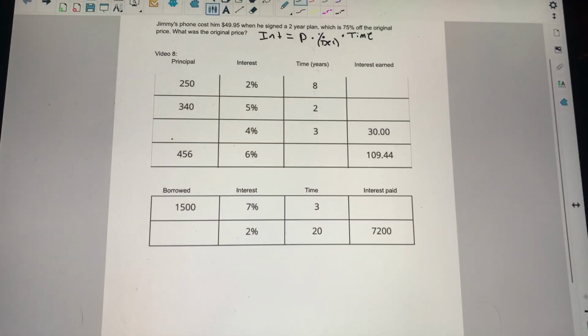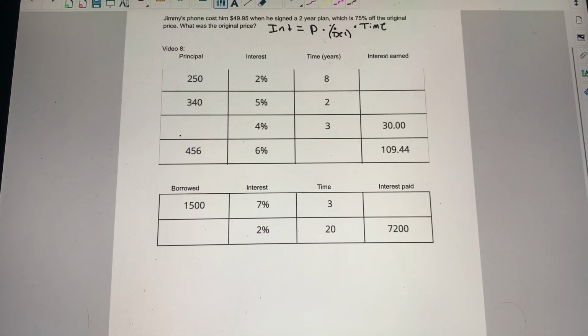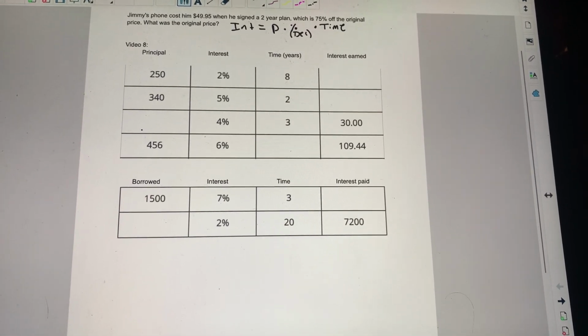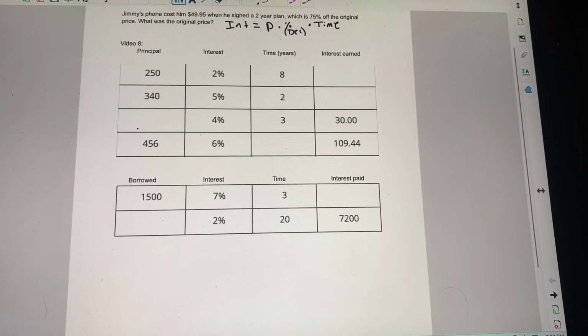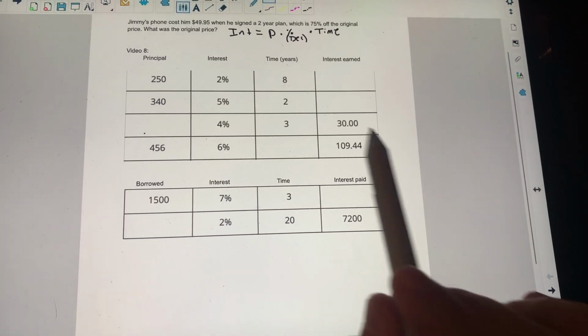So this lesson is over principal, interest, and commission. Now, it has been a longer lesson for us. It's been like 4 days. So I'm going to try to get this done in about the 10 to 12 minute time, but it might go slightly over because, again, it's been a lot.